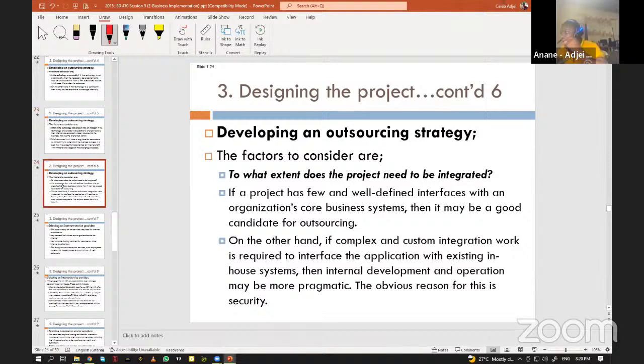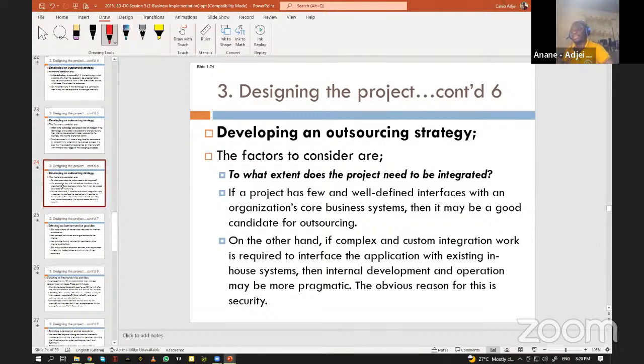Then the next thing is, to what extent does the project need to be integrated? If a project has few and well-defined interfaces with an organization's business system, then it may be a good candidate for outsourcing. Anytime you contract somebody to do a business on your behalf, one thing you should be rest assured of is that the person will need to understand your business itself. And in businesses, there are certain things that you don't want to share with other people. It's an internal decision, internal knowledge that doesn't have to go out.